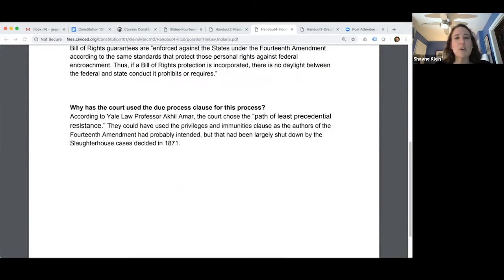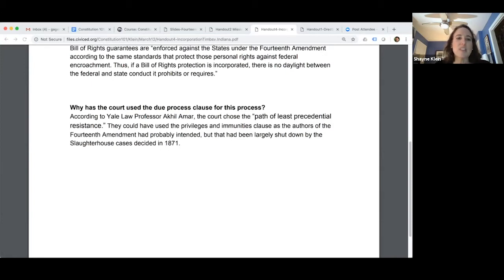So I was talking earlier about the authors of the 14th Amendment, who from what I've read, really thought that the Privileges and Immunities Clause of the 14th Amendment would be the path by which our rights would be protected. To them, the definition of a privilege and immunity of citizenship was the things in the Bill of Rights: your right to free speech, your right to bear arms, your right to be free from unwarranted searches and seizures. Those things were your privileges and immunities.